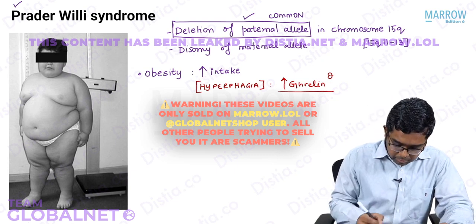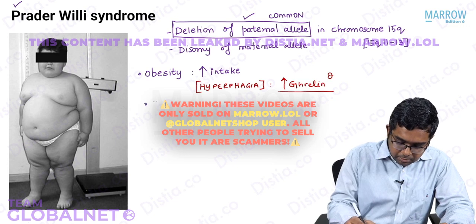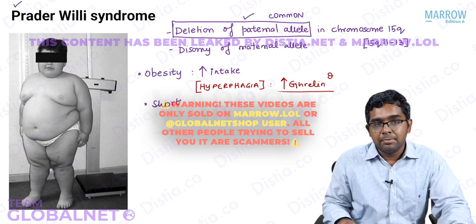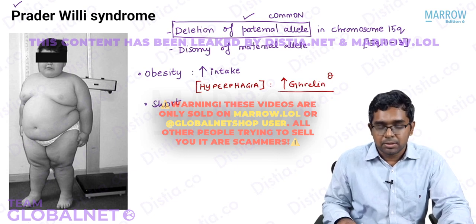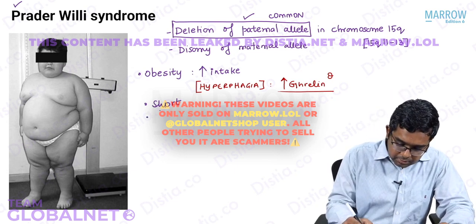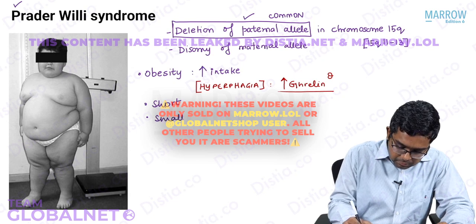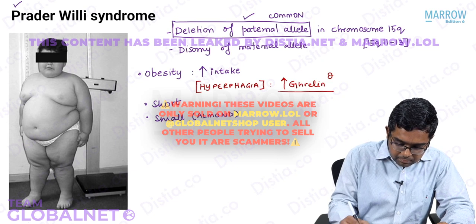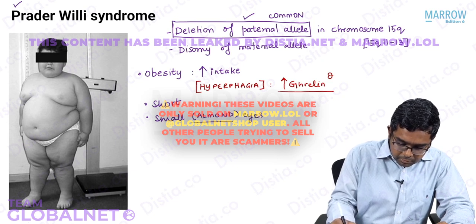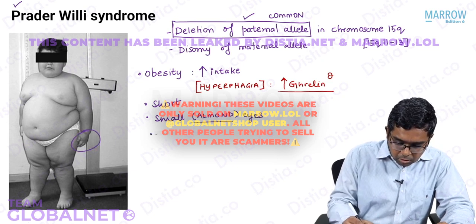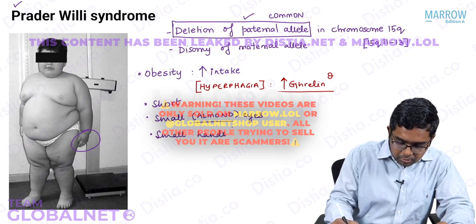Second important feature is these children appear to be short. When compared to normal children of the same age, they definitely have short stature. Next important feature is they have small eyes, also called almond shaped eyes. They also have small hands as well as small feet.